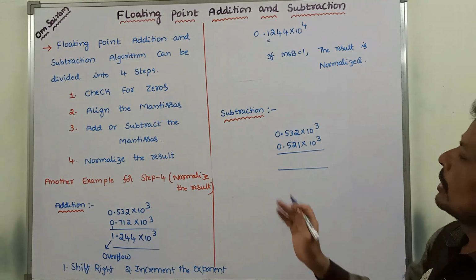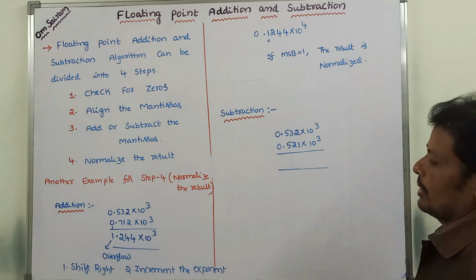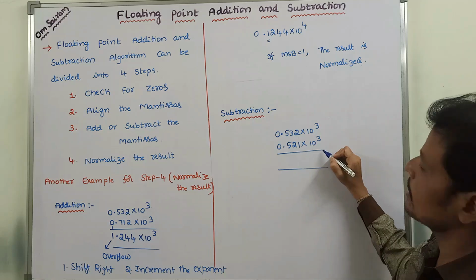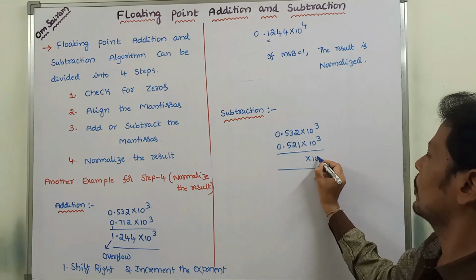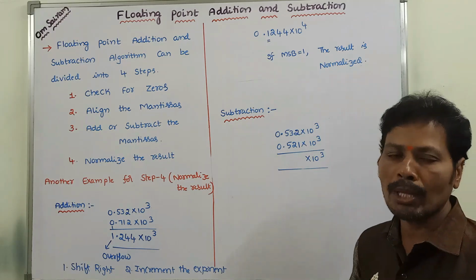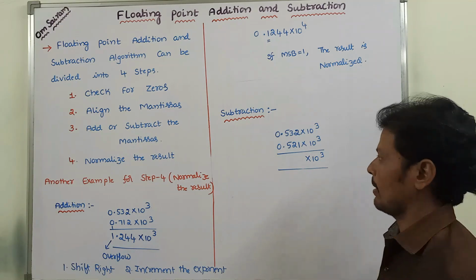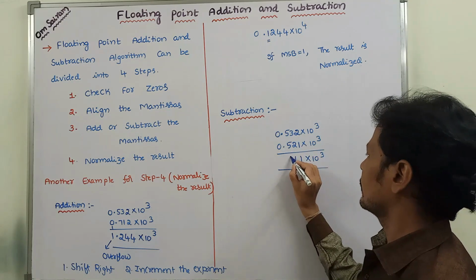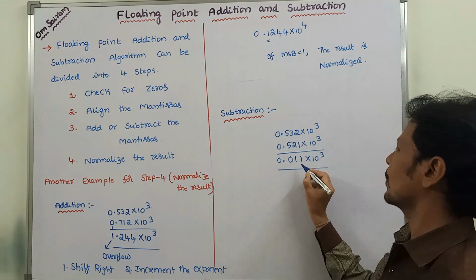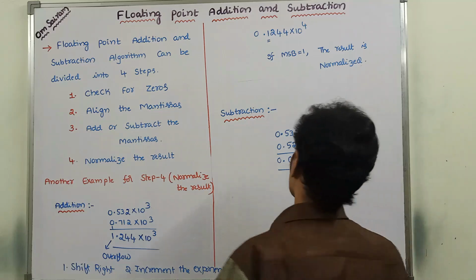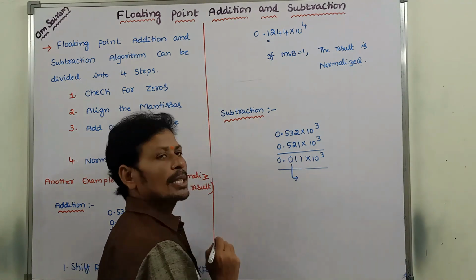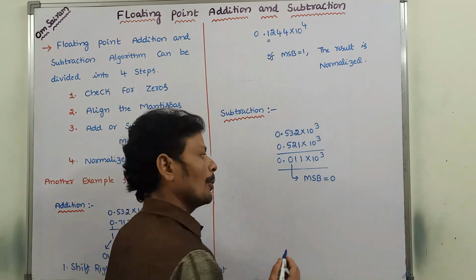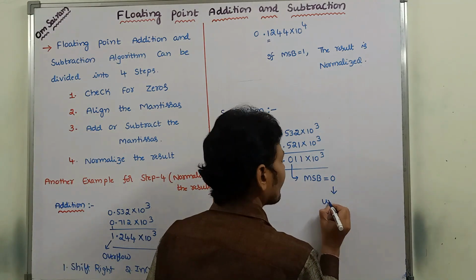Next. Now we are performing the subtraction operation. Whenever we are performing the subtraction operation, we have to check the exponent values. Both exponent values are equal. Then simply we have to perform the subtraction operation between the mantissas. 2 minus 1, 1. 3 minus 2, 1. 5 minus 5, 0. So 0.011 into 10 power 3. So what is the MSB bit value? MSB bit value is 0. If the MSB bit value of the mantissa is equal to 0, then we can say that underflow has occurred.